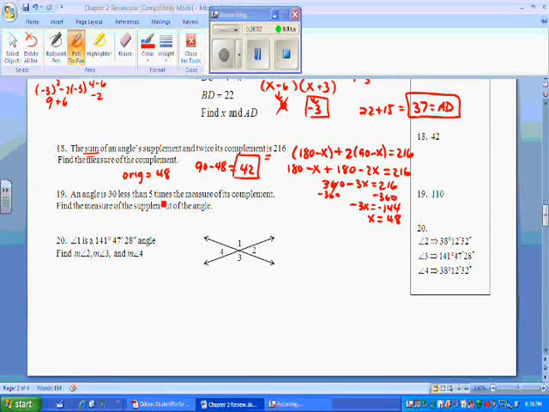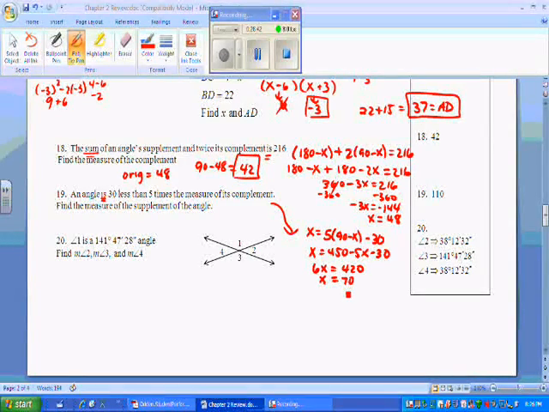19. An angle is 30 less than 5 times the measure of its complement. An angle is. So right there, here's your equal sign. We'll put this information here. So x equals 5 times the complement, which is 90 minus x, less than that, so that's minus the 30 at the end. x equals 450 minus 5x minus 30. Add this way, so that means 6x, and this side became 420. So x ends up equaling 70.